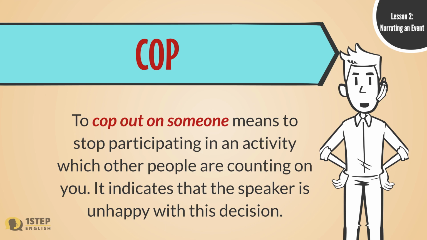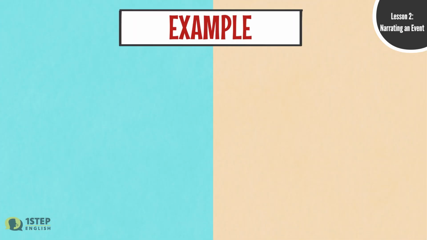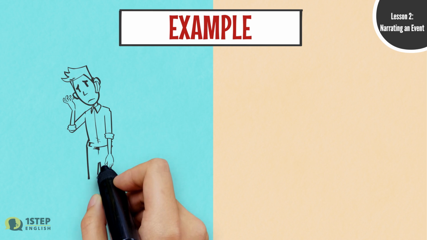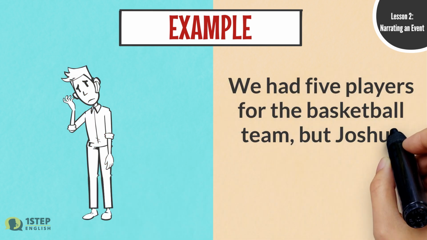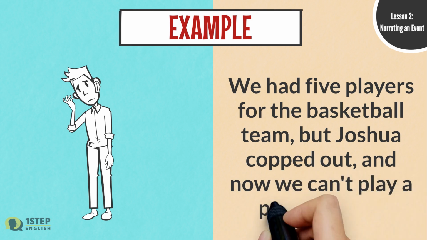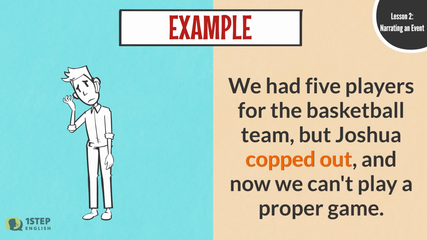To cop out on someone means to stop participating in an activity which other people are counting on you. It indicates that the speaker is unhappy with this decision. For example, We had 5 players for the basketball team, but Joshua copped out, and now we can't play a proper game.